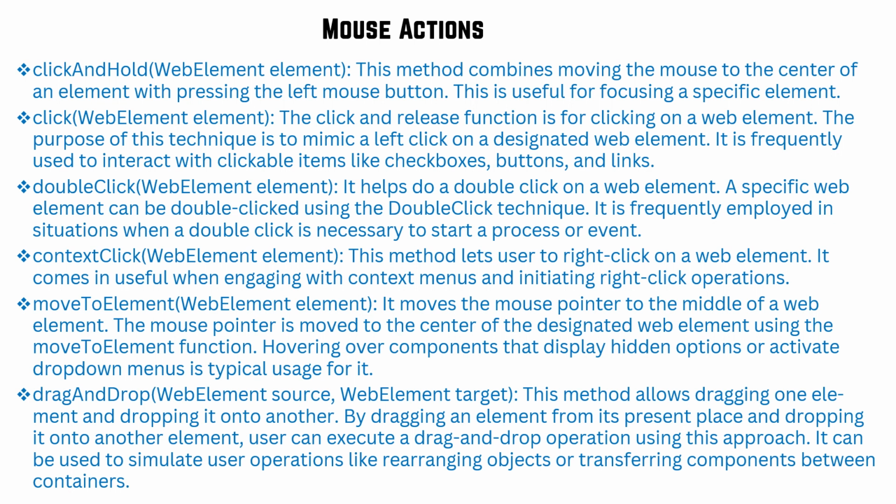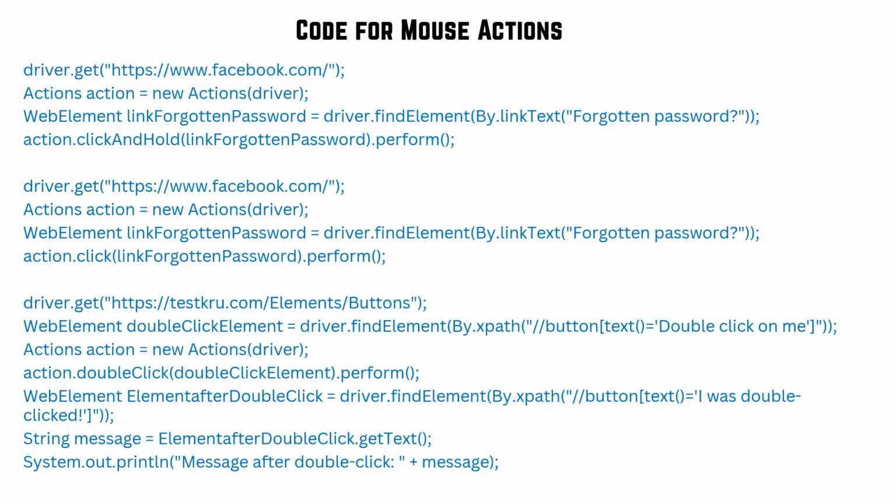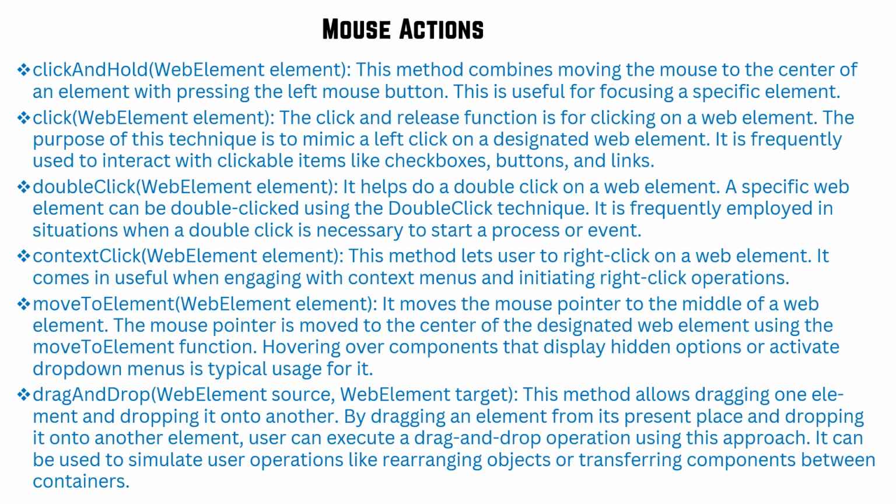And drag and drop. Sometimes you need to just drag something and drop it somewhere, right? So a draggable and droppable item. Whatever is dragged is called draggable, and whatever it is dropped onto is called the droppable item. This method allows dragging one element and dropping it onto another. By dragging an element from its present place and dropping it onto another element, the user can execute a drag and drop operation using this approach. It can be used to simulate user operations like rearranging objects or transferring components between containers. Let's see some implementation of these important mouse actions.